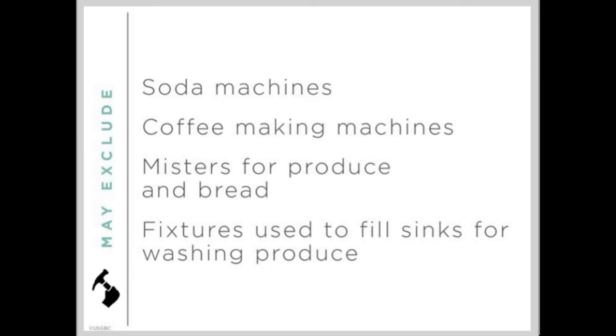Appliances and equipment that use water or materials intended for human consumption may be excluded. For example, bread and produce misters, soda machines, coffee-making machines, and fixtures used to fill sinks for washing produce are excluded. Fixtures whose flow rates are regulated by health codes may be excluded from the calculation. For example, regulated medical equipment is considered a process water user and is excluded from fixture calculations.